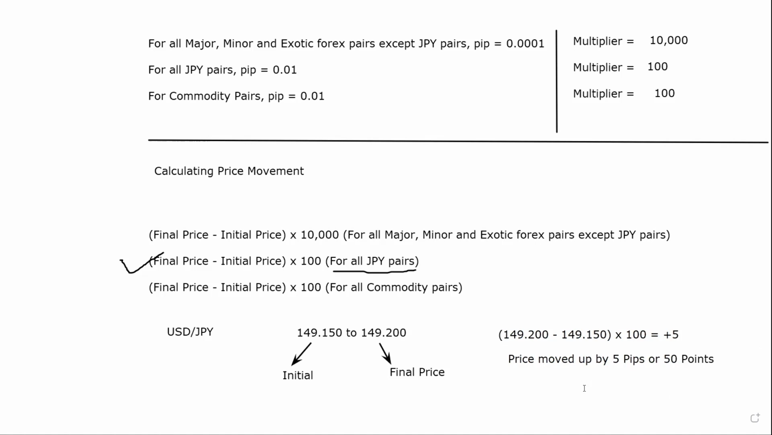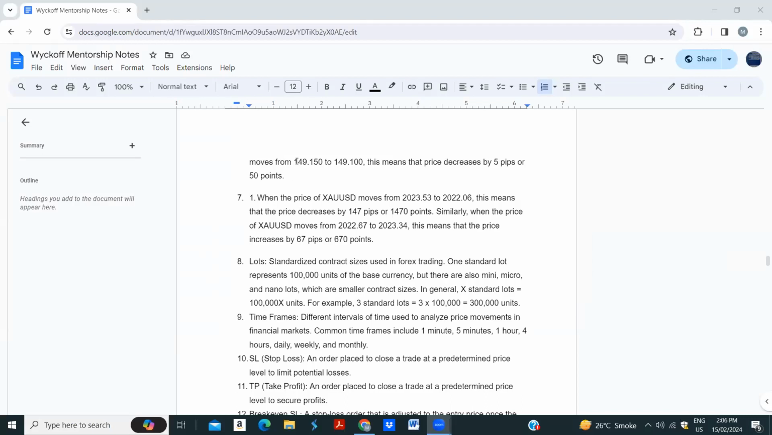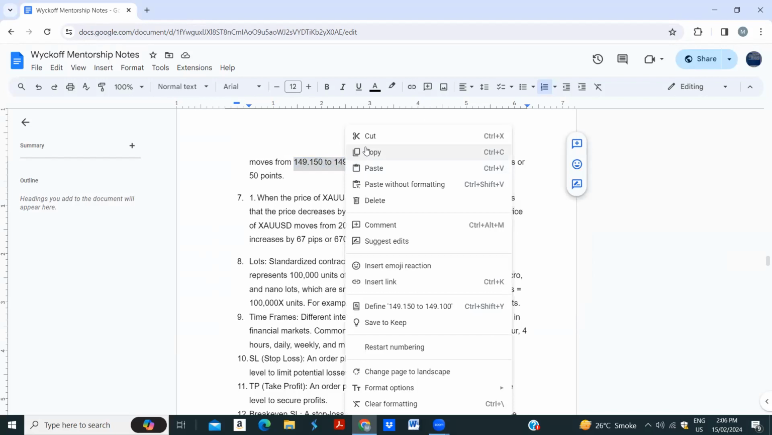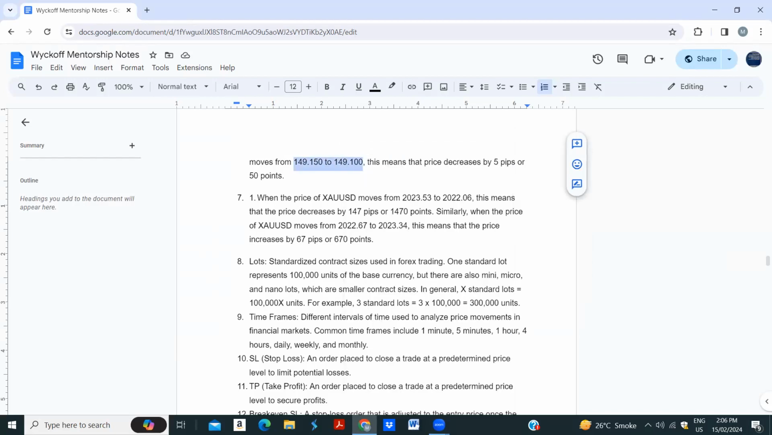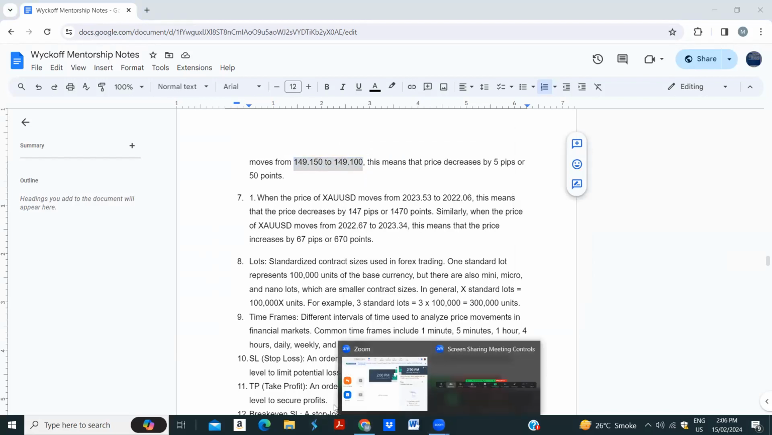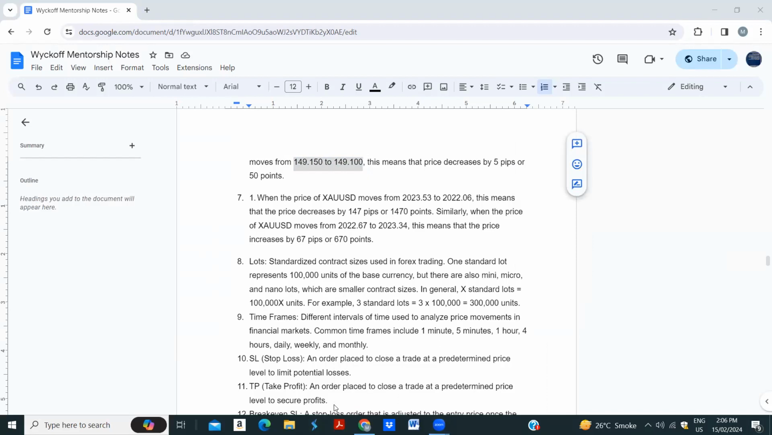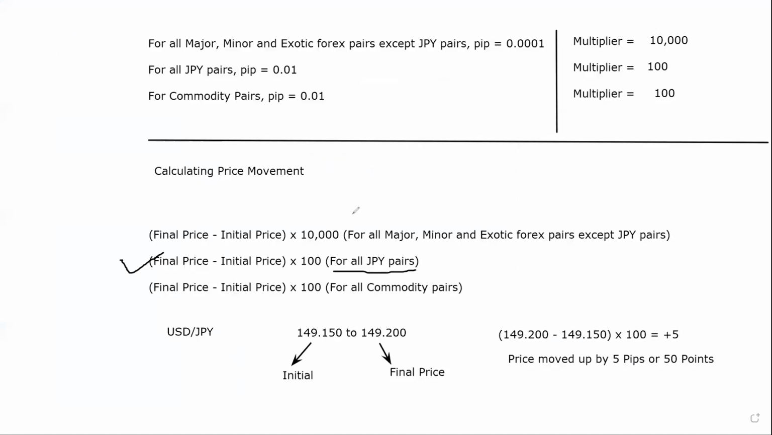All right. Now we're going to go to the next situation regarding this JPY pair. The price has moved from 149.150 to 149.100. We need to calculate the pips. So how are we going to do that? I will just share my whiteboard now, and I'm going to do it.